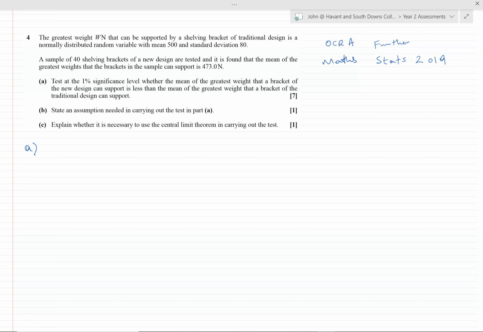Right, so we need to set up the hypothesis. It's good to set up your parameters, and looking at the mark scheme, they are expecting you to define what mu is. So let mu be the mean of, let's look at the context, the mean of the greatest weights of the brackets. Do take time to get the wording right. Use the wording in the question that the new design will support.